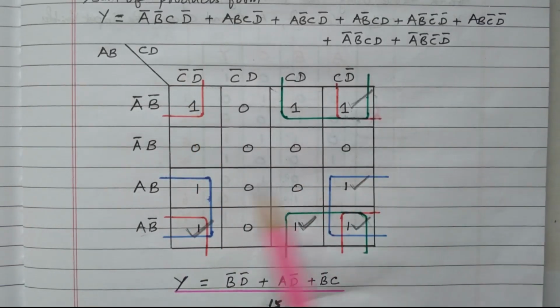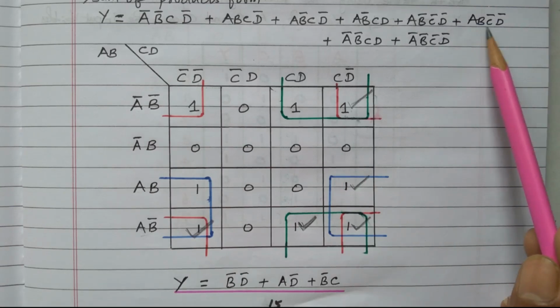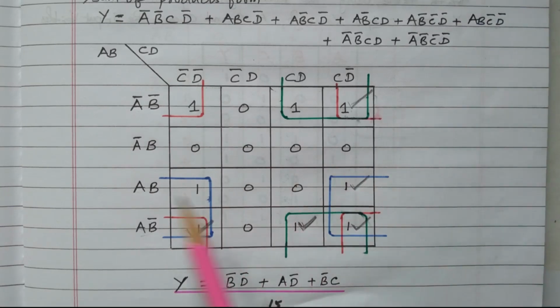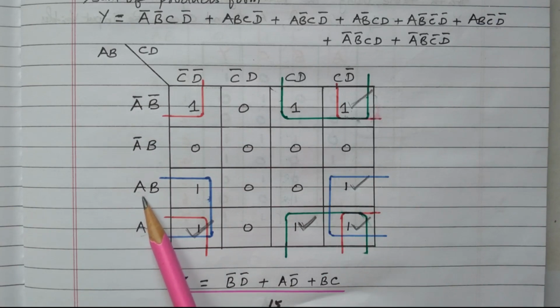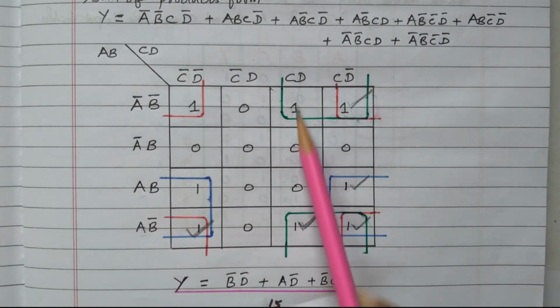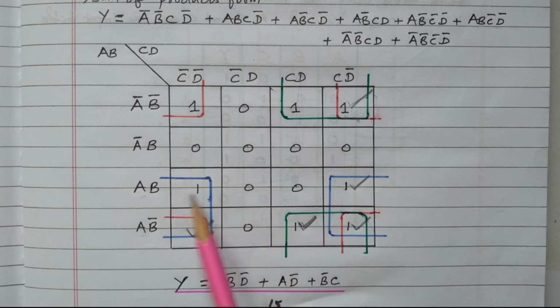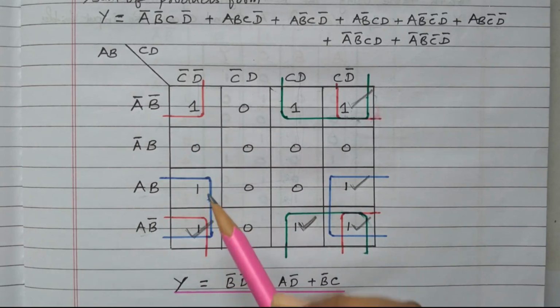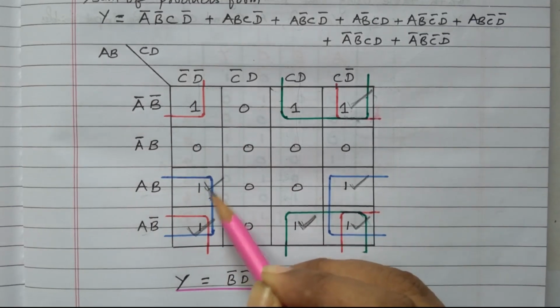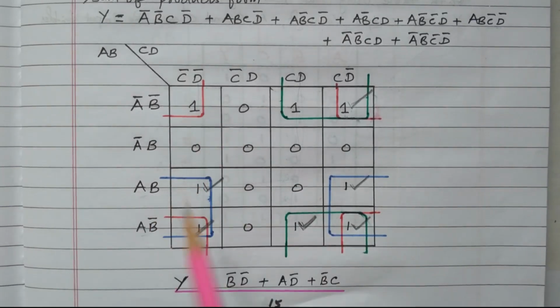Then sixth term. A, B, C bar, D bar. Where is A, B? A, B is available here. Where is C bar, D bar? C bar, D bar is available here. So A, B, C bar, D bar. This is available. So this is the sixth term.